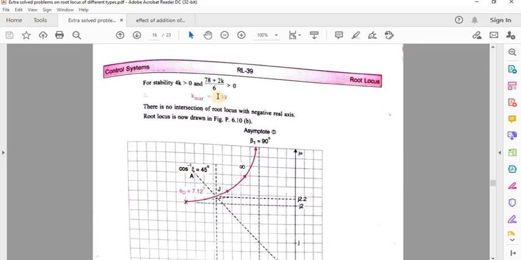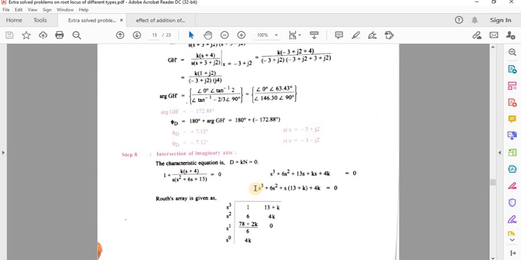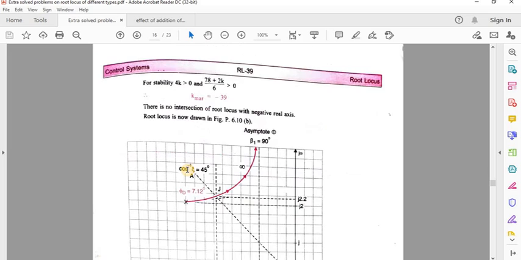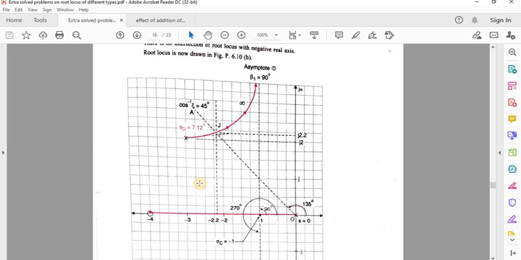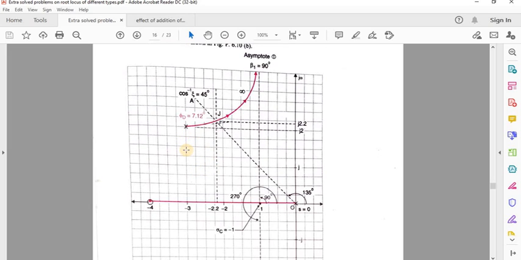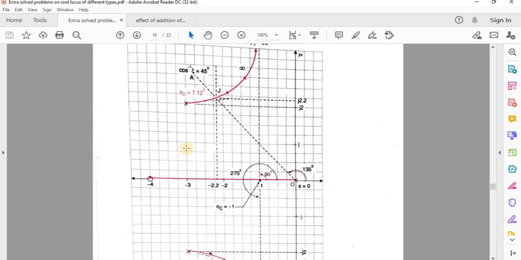You can see here the value of k is minus. Okay, k is minus, so there is no intersection of the root locus with the negative real axis, because k is present here as minus. So just for drawing the root locus, draw it on your imaginary poles, complex poles.